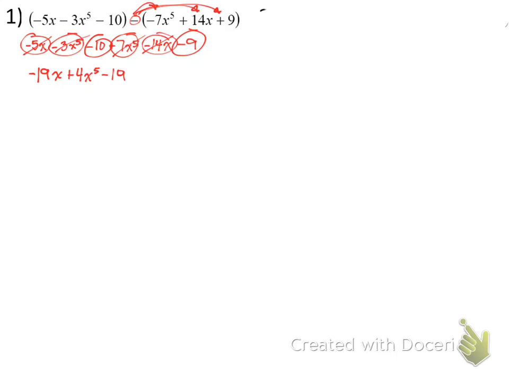Now we want to put them in the correct order. We look for the biggest exponent, which is the 5th power here, so we write this term first. We get 4x to the 5th power, then the subsequent term, negative 19x, and then minus 19. This is your final answer.